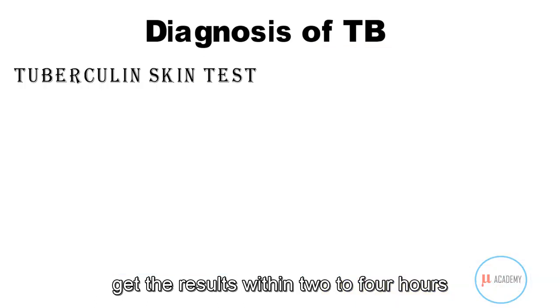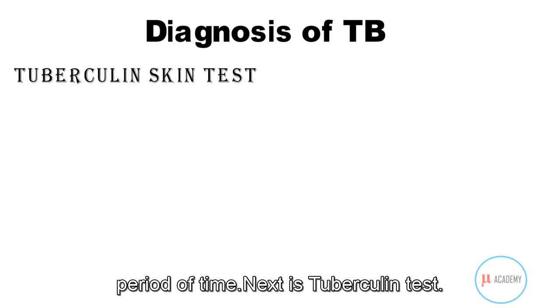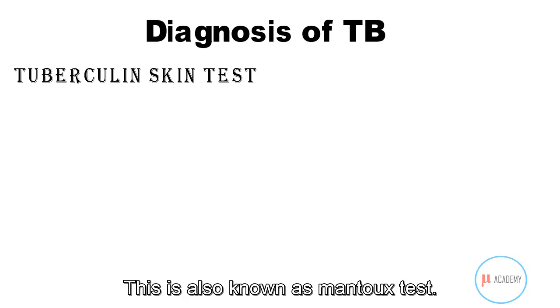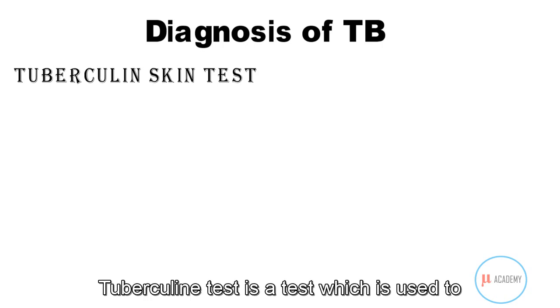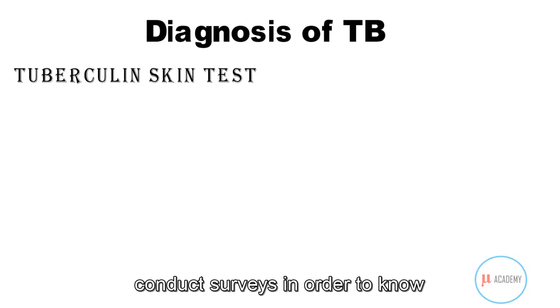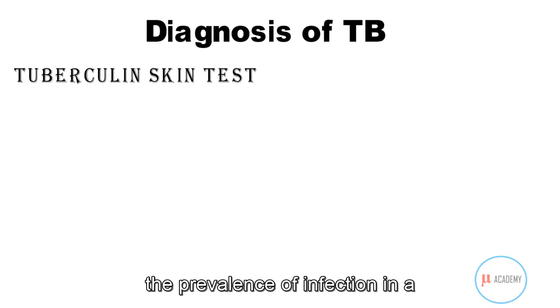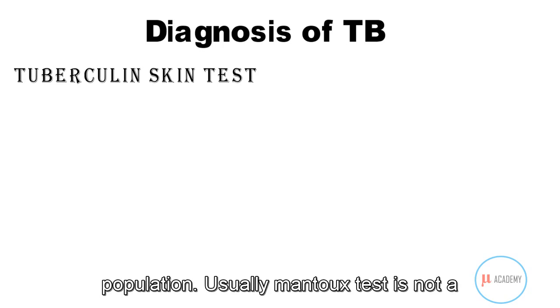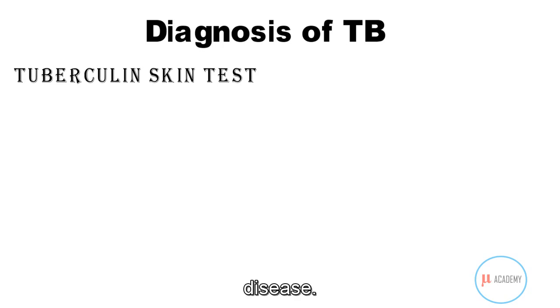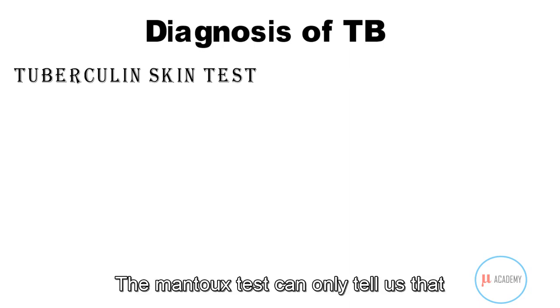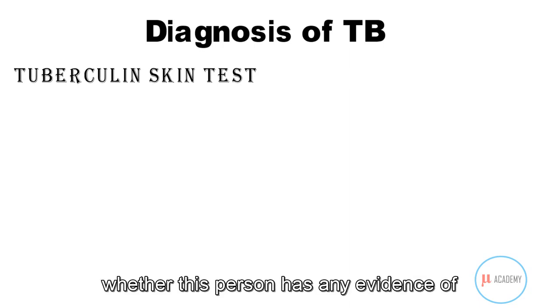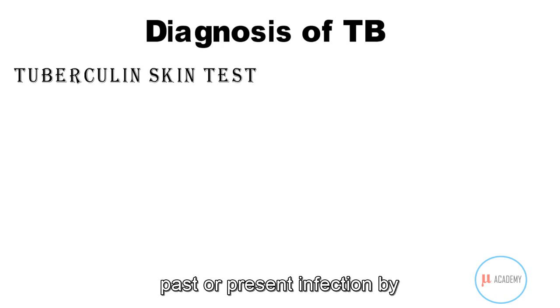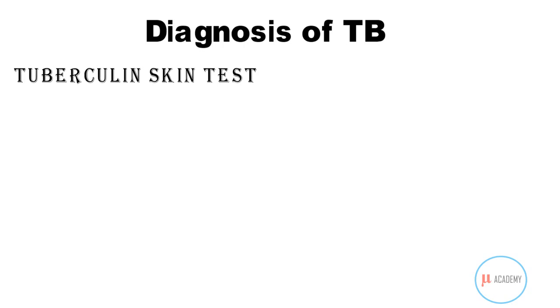Next is the tuberculin test. This is also known as Mantoux test. Tuberculin test is used to conduct surveys to know the prevalence of infection in a population. Usually, Mantoux test is not a good method to diagnose TB disease. The Mantoux test can only tell us whether this person has any evidence of past or present infection by Mycobacterium tuberculosis. In India, we use tuberculin strength of 1 TU for a standard Mantoux test.